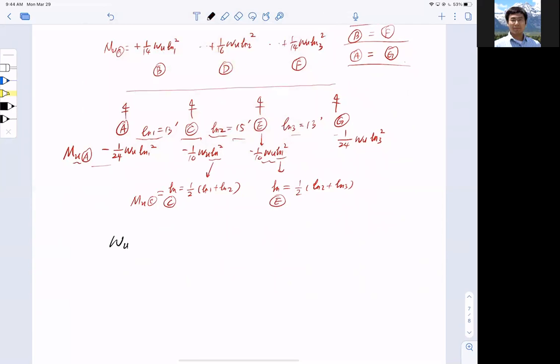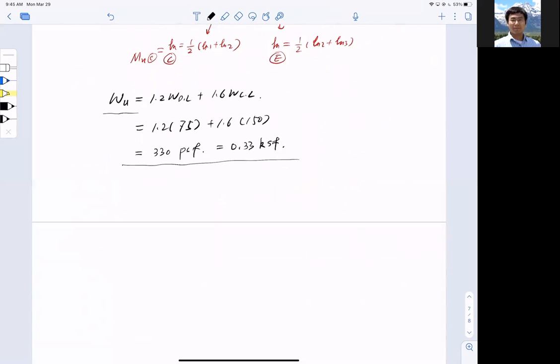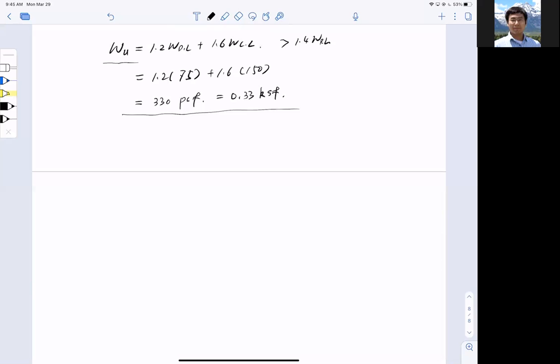So before we do that, let's calculate it. So omega u equal to 1.2 dead plus 1.6 live. You bring the number in, so 1.275 plus 1.650. I got a final number to be 330 pounds per square foot. And just in case, I want to use kips, so convert it back to 0.33 kips per square foot. All right, so we are happy to use this number. Just for your information, we also verified that this is bigger than 1.4 dead. So this governs, and we don't have to worry about that condition.